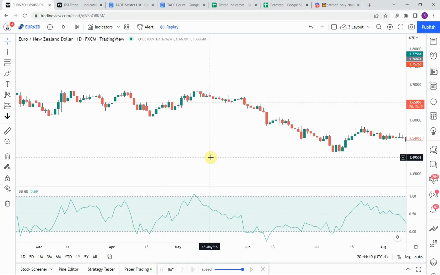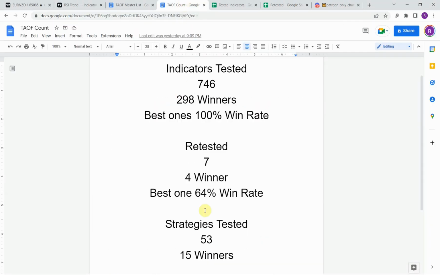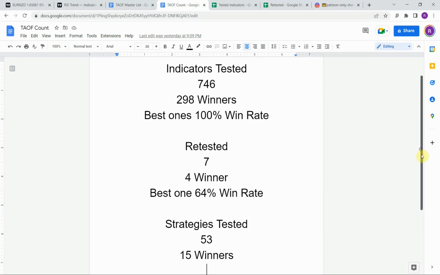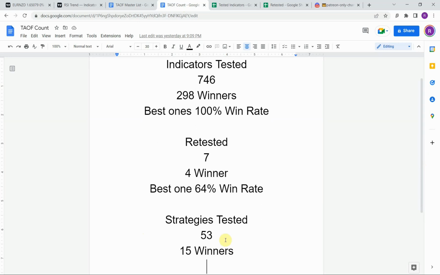Alright, as I said, today we will be looking at an advanced testing of the Bollinger Band %B indicator. Before we do though, I wanted to put the testing scoreboard up for everyone to see. So to date, we have tested a total of 53 different strategies, with 15 of them being profitable. We've also tested a total of 746 indicators, with 298 of them being winners. The best ones so far were able to achieve a 100% win rate.